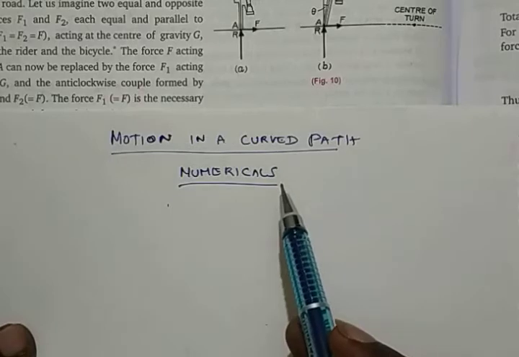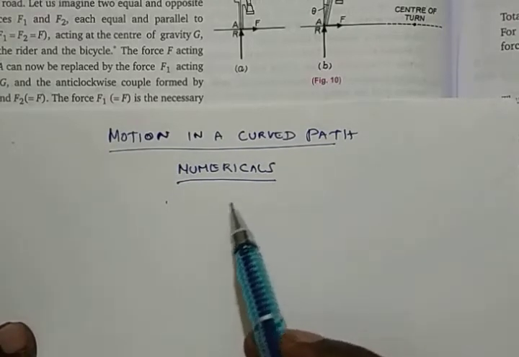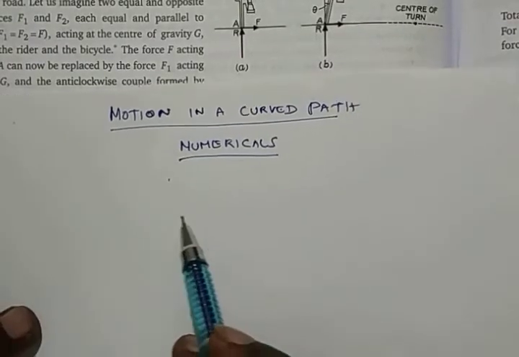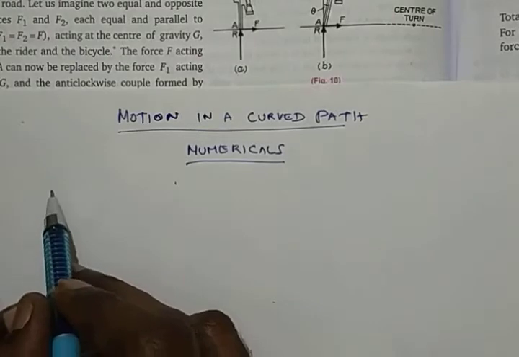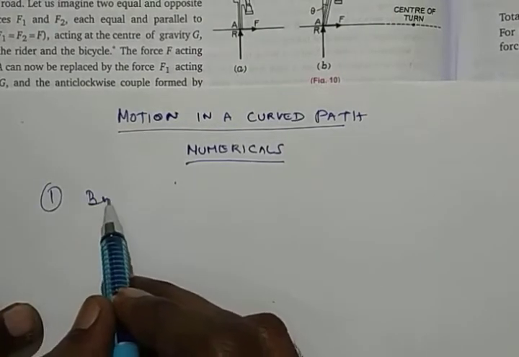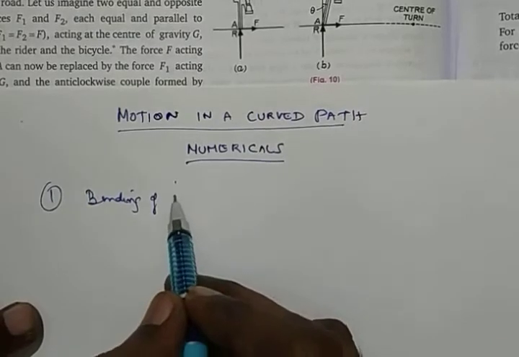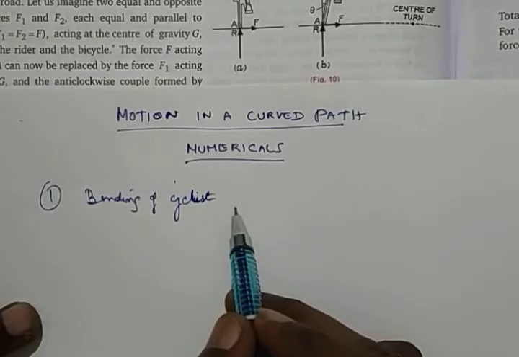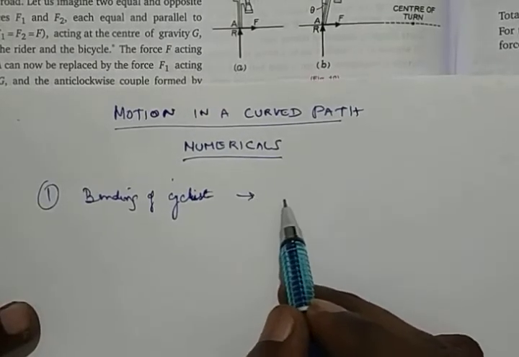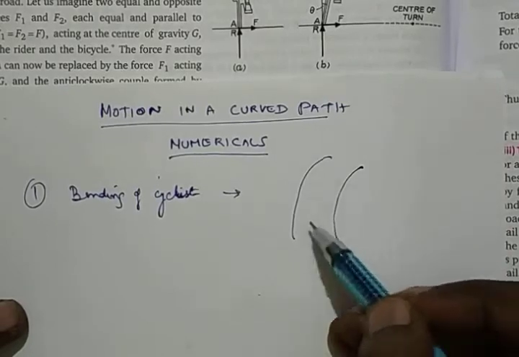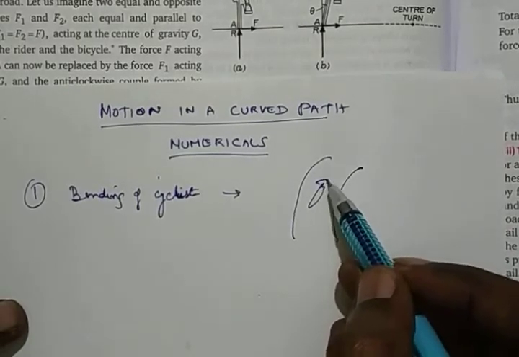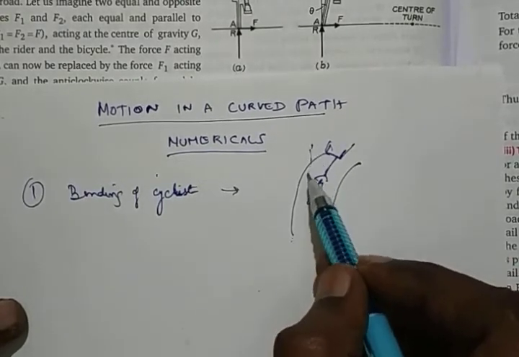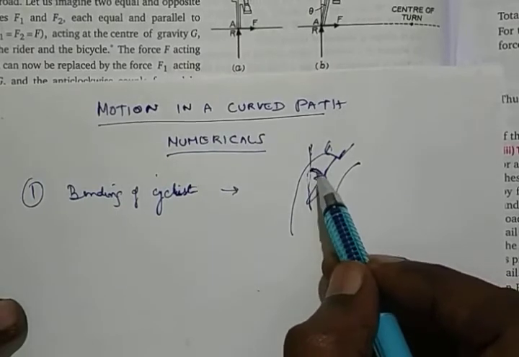I will give a quick recap of the derivations that we have seen and their implications, and then we will get into the numericals. So we saw one of them is the bending of a cyclist or motorist, or whoever is going on two-wheelers. Why do they bend? When there's a curved path, the cyclist also bends, and the handlebar, everything bends. They don't come in straight, they bend with an angle theta here.